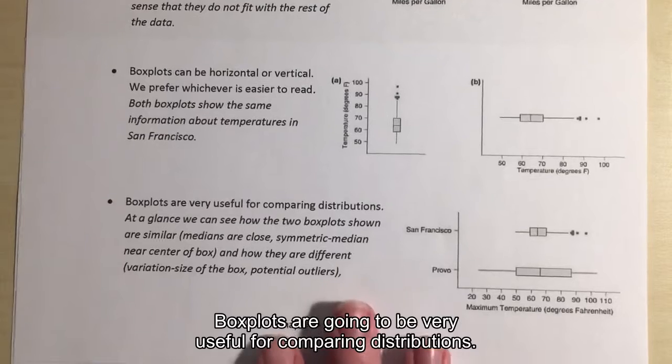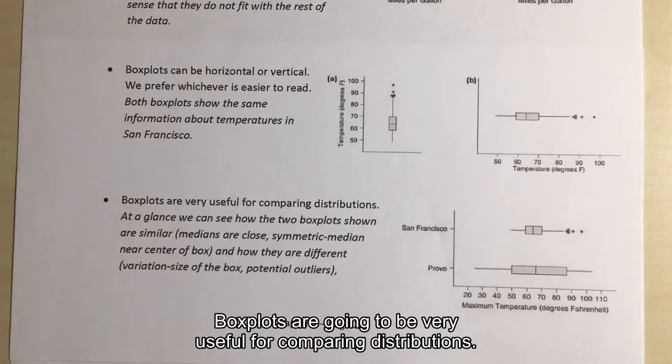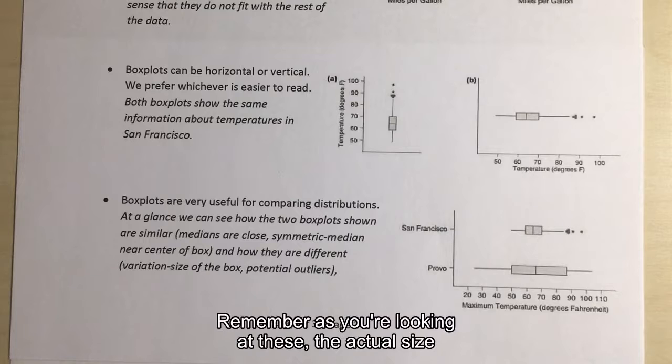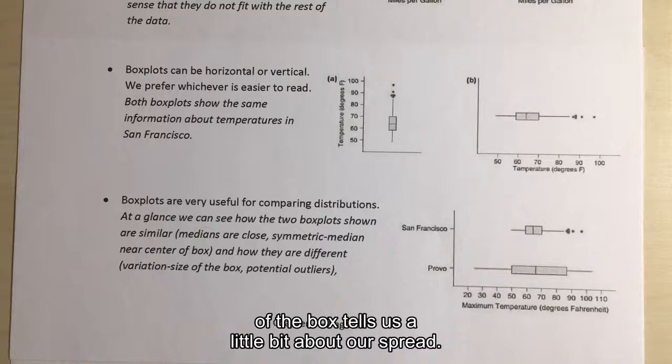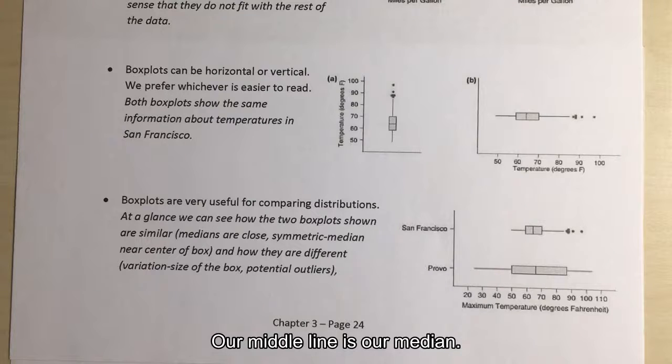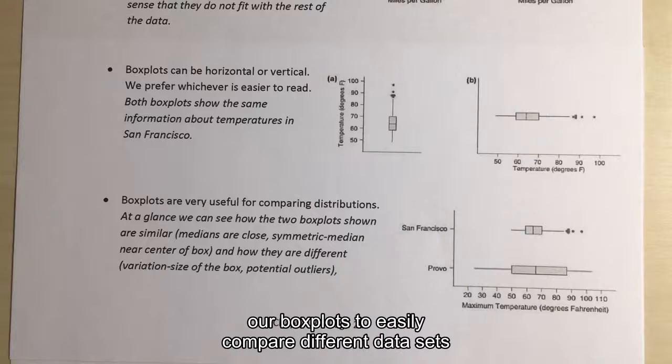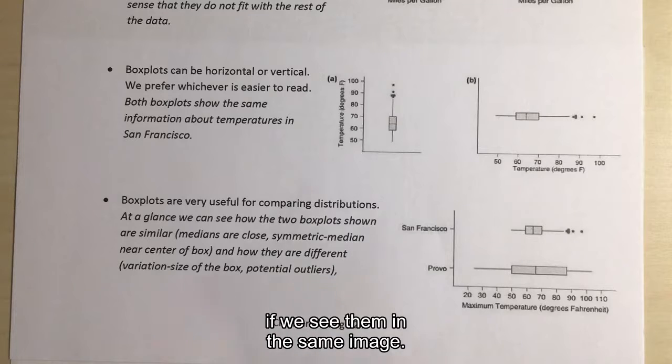Box plots are going to be very useful for comparing distributions, and you will see this in a few of our homework problems. So remember, as you're looking at these, the actual size of the box tells us a little bit about our spread. Our middle line is our median. So we can use the different things that we know about our box plots to easily compare different data sets if we see them in the same image.